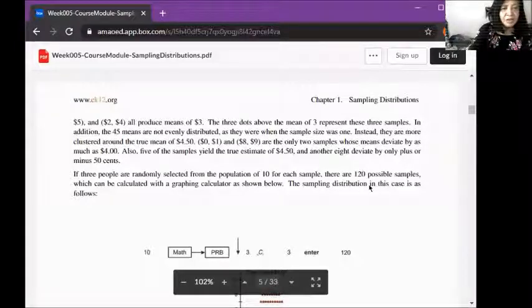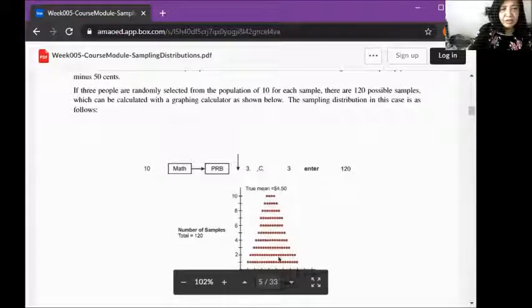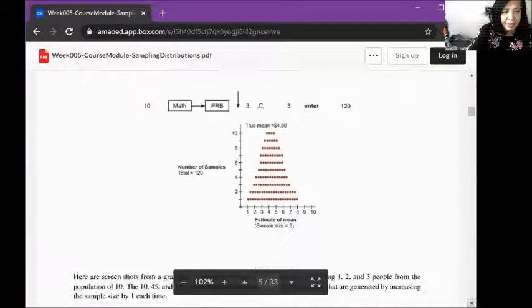And the sampling distribution in this case is as follows. Actually, this would already be shown in the graphing calculator. However, in its absence, you can use some other means to graph it. The number of samples, we have 120. The true mean is $4.50. These are the estimates of the mean.